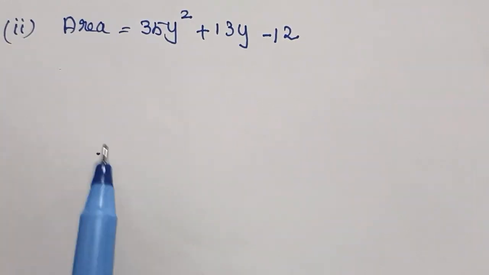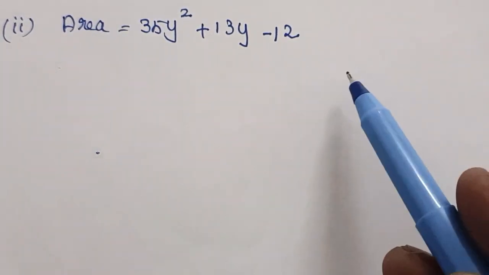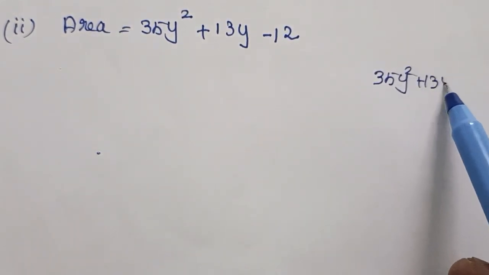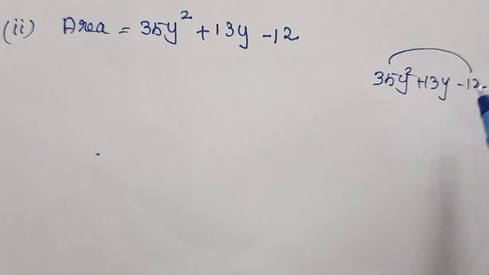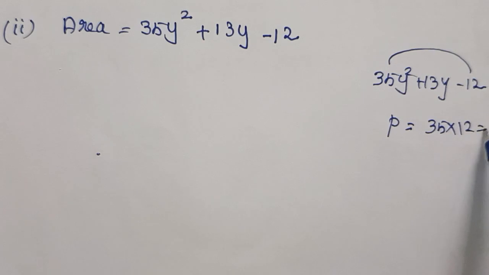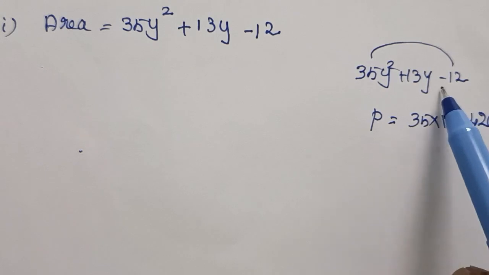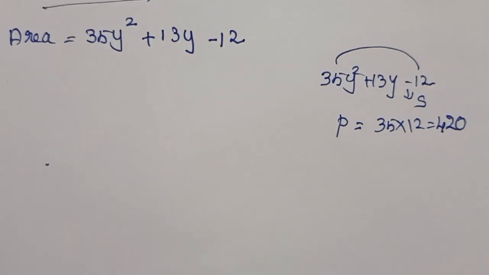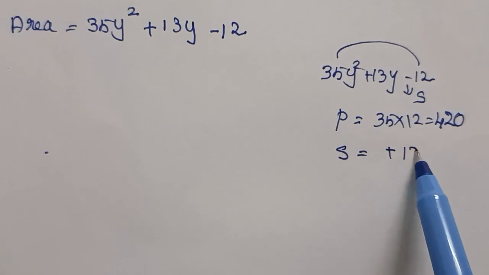Second one, area equal to 35y square plus 13y minus 12. Now factorizing 35y square plus 13y minus 12. Now product of two numbers should be equal to 35 into 12. 35 into 12 is 420. Product of two numbers should be equal to 420. And when you subtract, here the sign is minus. So when you subtract the same two numbers, you have to get plus 13.